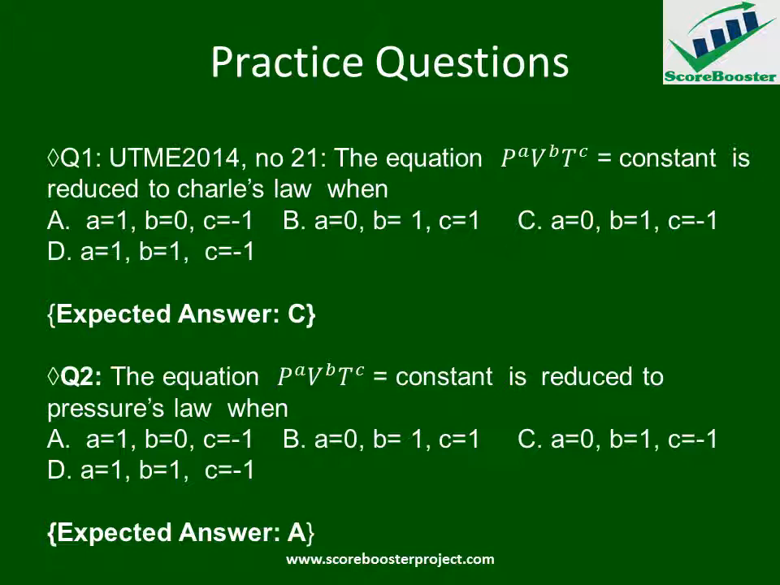Option A says a equals 1, b equals 0, c equals minus 1. Option B says a equals 0, b equals 1, c equals 1. Option C says a equals 0, b equals 1, c equals minus 1. Option D says a equals 1, b equals 1, c equals minus 1. Now expected answer here is option A.